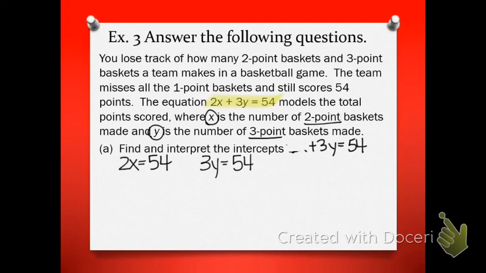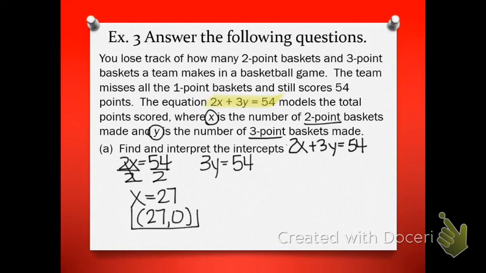Now, let's go ahead and solve for x. How do we solve for x? I'm dividing both sides by 2. So x equals 27. And the ordered pair? 27, 0. Beautiful. How do I solve for y? Divide both sides by 3, so y equals 18. Ordered pair? 0, 18. So we have our 2 intercepts, but now we're asked to interpret those intercepts.